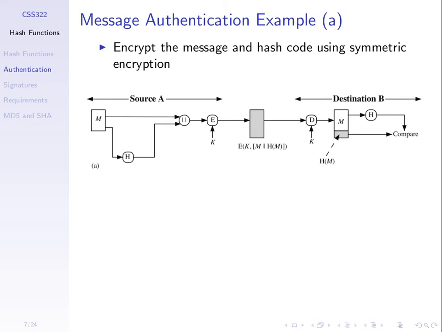A wants to send a message to B. A takes the message, calculates the hash of the message, and gets the message and the hash value combined together. In this case, we're going to encrypt with a symmetric key cipher, encrypt with a shared secret key with B. So what we get to be sent across the network is the message concatenated with the hash of the message, encrypted with secret key K.